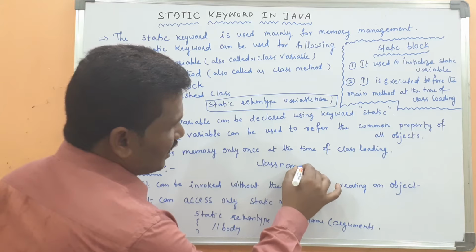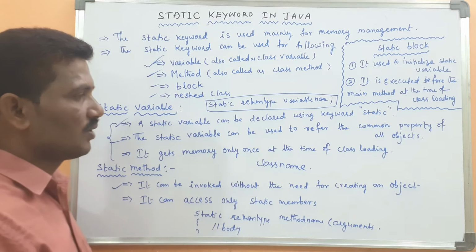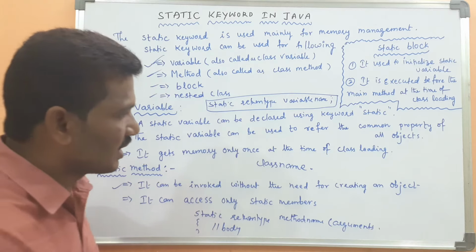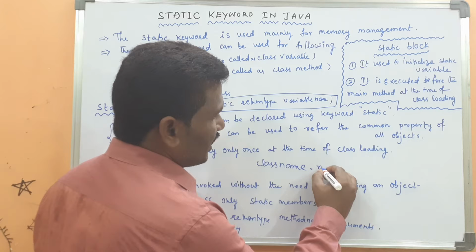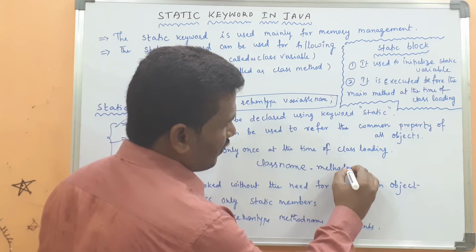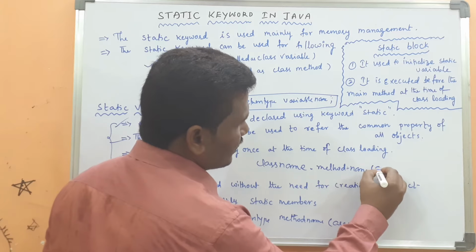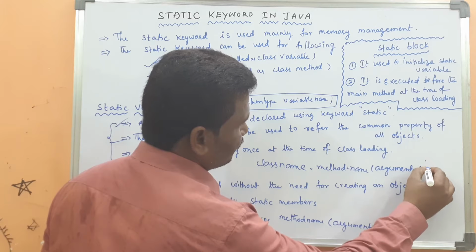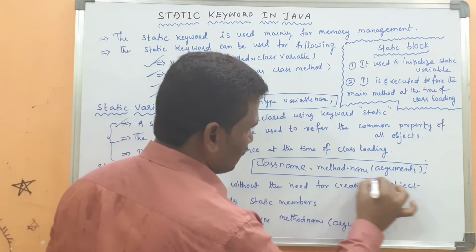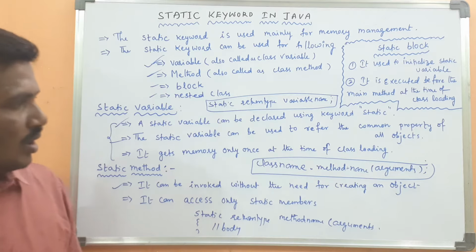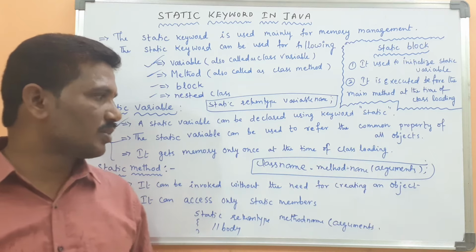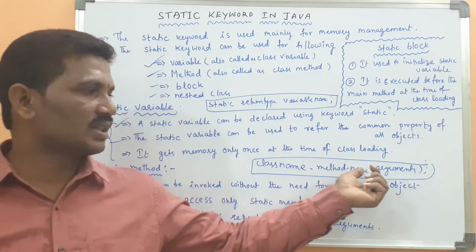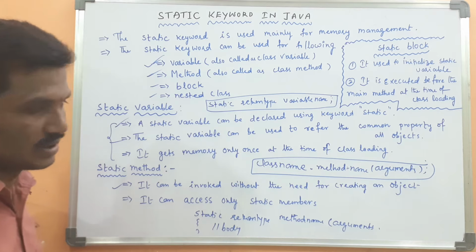Within the same class it is not required. If you call it from another class, how do you call the static method? The class name dot method name. The method name should be static. How do you invoke static methods? By using the class name. This is the syntax: the class name dot method name followed by the arguments.